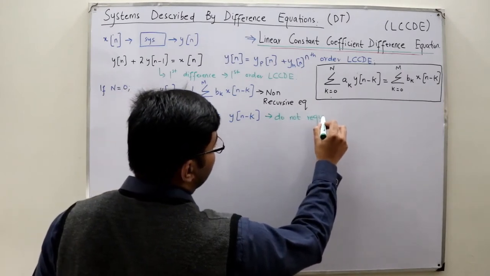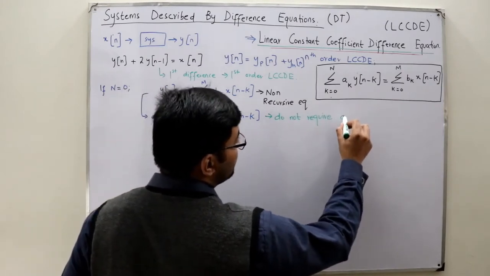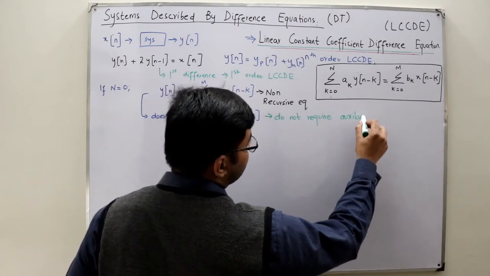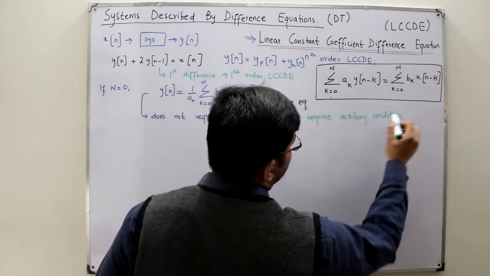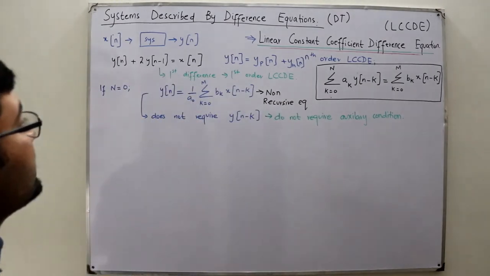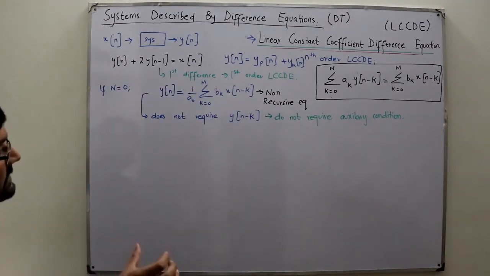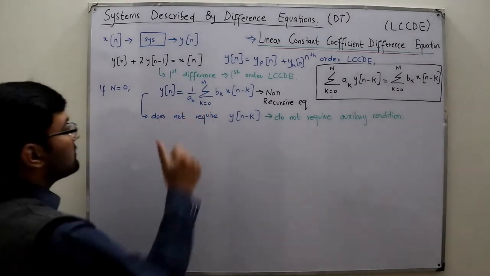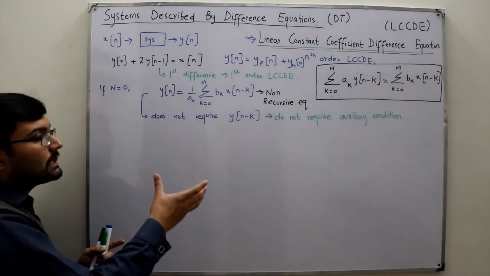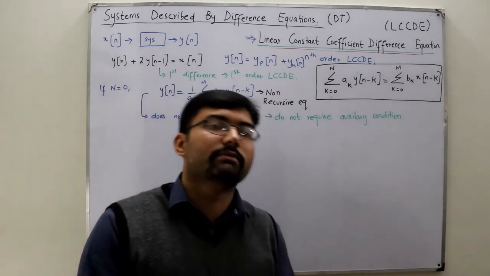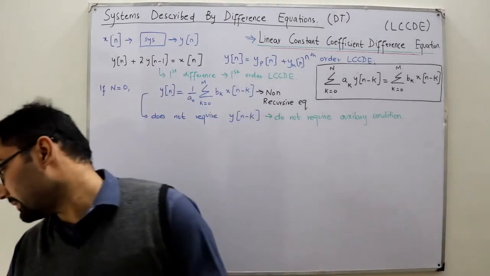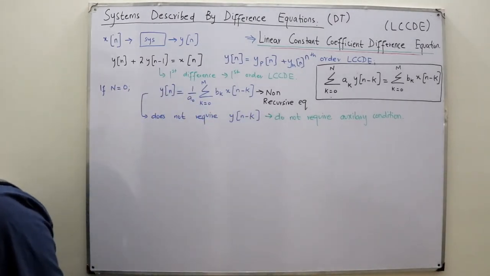Do not require auxiliary condition. So this is the speciality, and the systems that are described by this sort of an equation, which does not require the previous value, does not require an auxiliary condition, those are called non-recursive systems. And simple is that. Fine.